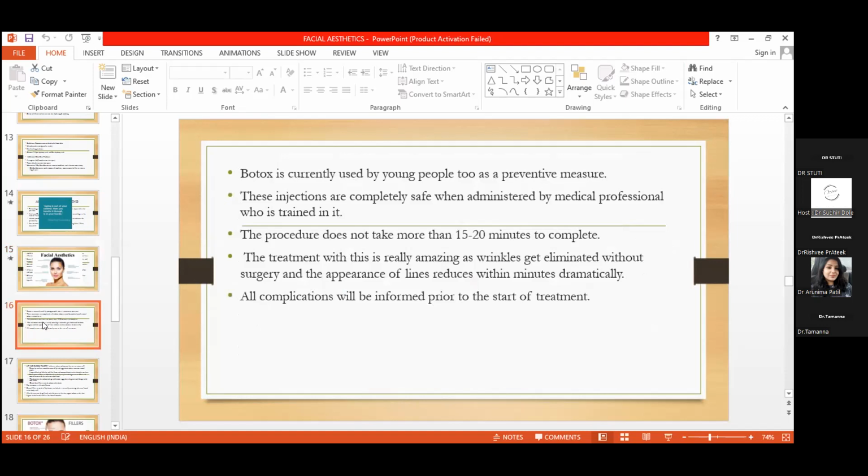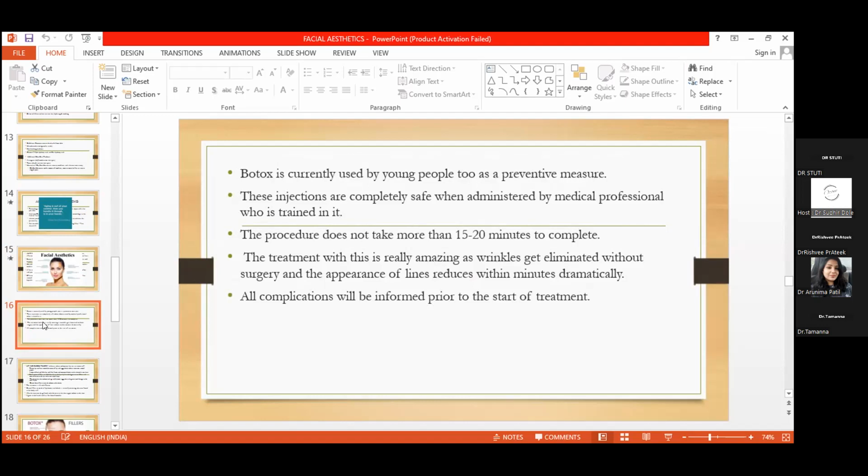So Botox is currently used by young people too as a preventive measure. So if you have started seeing the wrinkles around your face, you can still add Botox to your own regime. And these injections are completely safe, and procedure does not take more than 15 to 20 minutes. It's just the numbing time which is more than your procedure time.